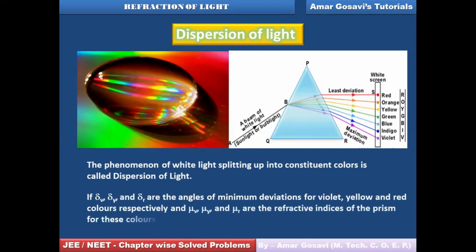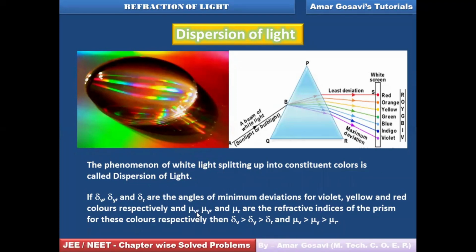So let's have a quick understanding of these notations. Delta V is the deviation of violet color. Delta R is the minimum deviation of red color. Delta yellow is the deviation of an average color. If you take the average of the 7 colors, it comes somewhere between green and yellow, so we take yellow as the average color over here. So delta Y is the deviation of the average color.